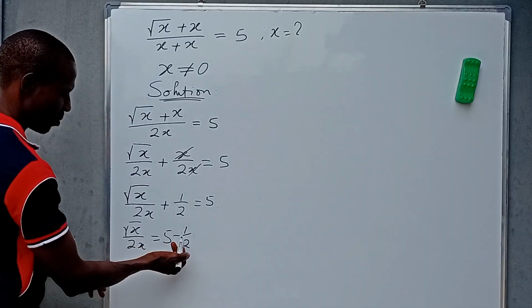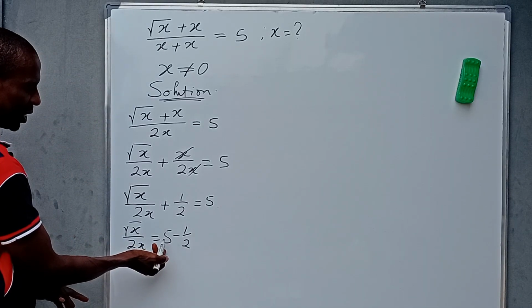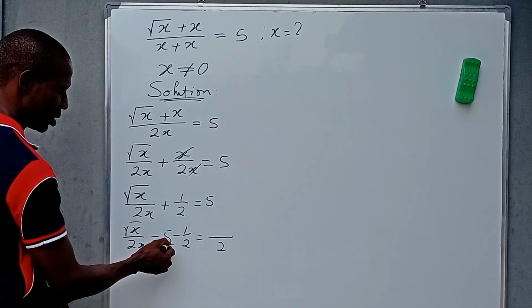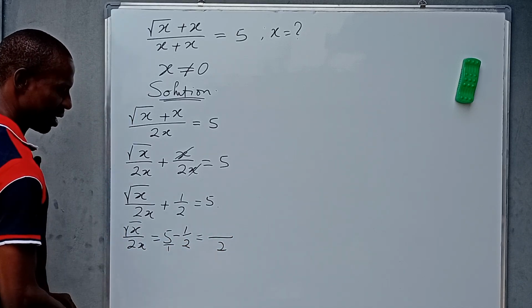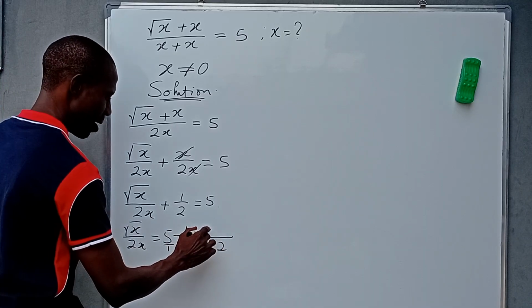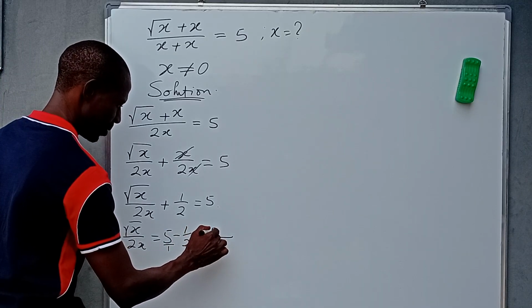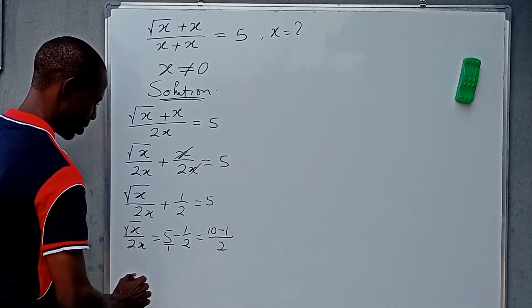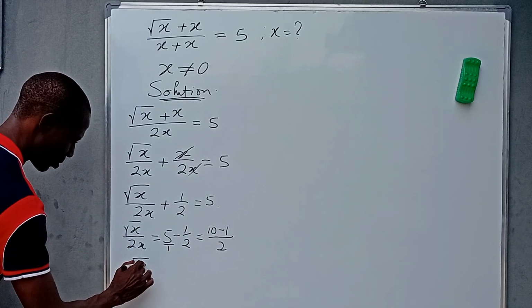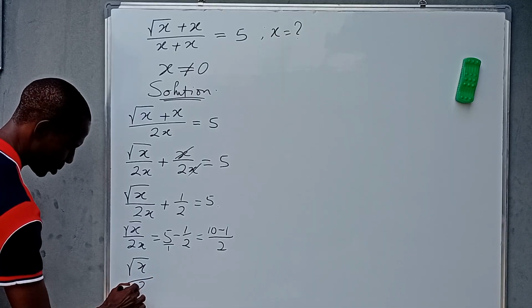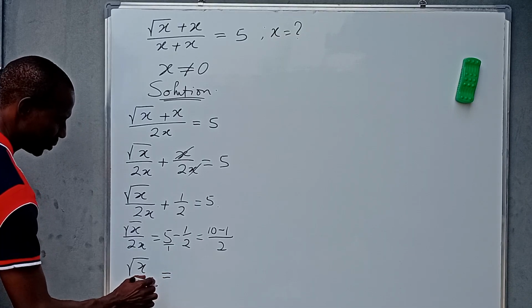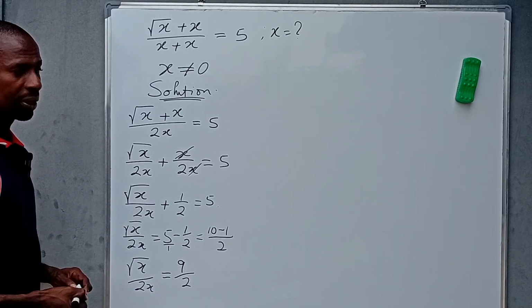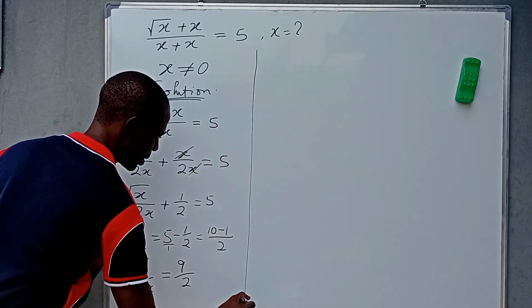Now, we can simplify what we have in here, right? Good. So 2 over 1, this divided by this will give us 2. 2 times 5 will give us 10. Then minus 2 times 1/2, 1 times 1 will give us 1. So we end up with √x / 2x equal to 9/2. Okay, so let's continue on this side.